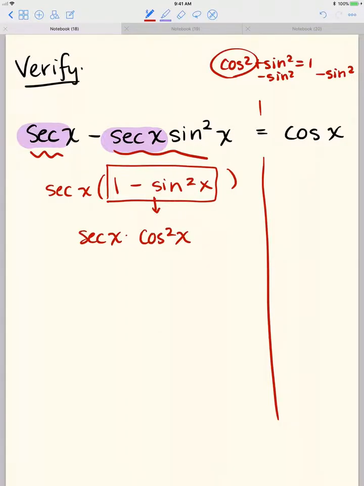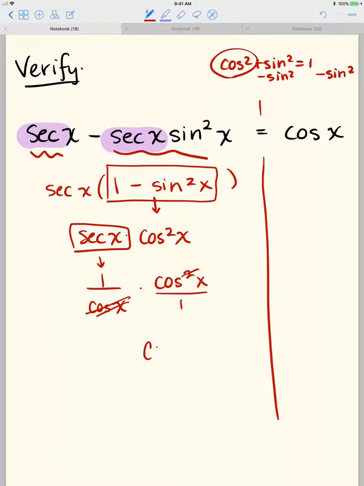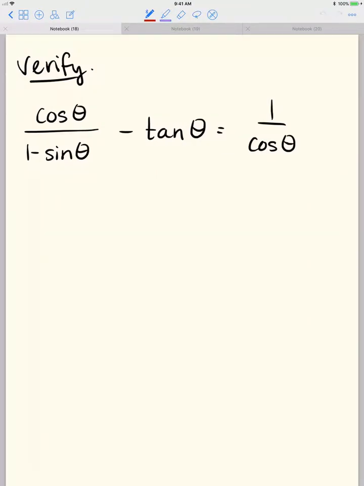So if I rewrote secant of x as 1 over cosine of x and then multiply that times cosine squared, again, it's multiplication, there's no addition or subtraction. Think of cosine squared over 1. There's 2 cosines multiplied up top, there's 1 cosine on the bottom. I can cancel one of those up top with the one on the bottom, and I'm just left with cosine of x, which is what we were trying to verify with our equation. So verified. Equation verified. Okay.